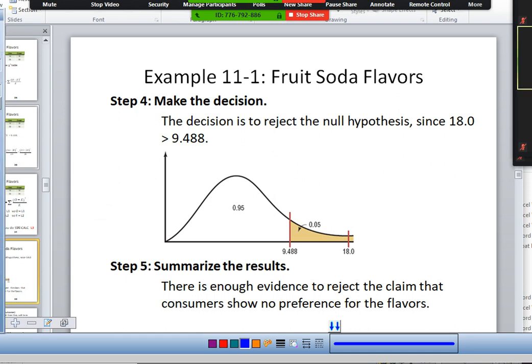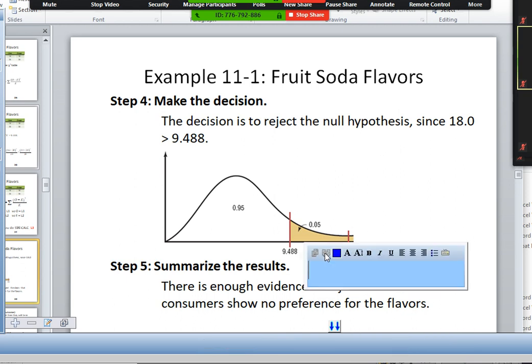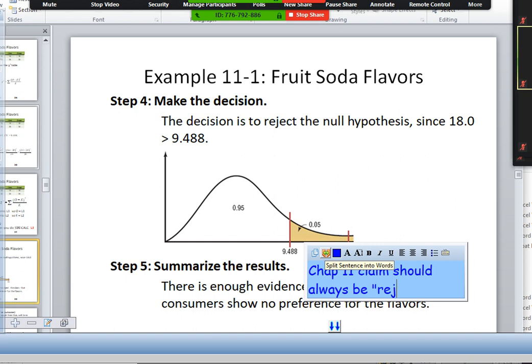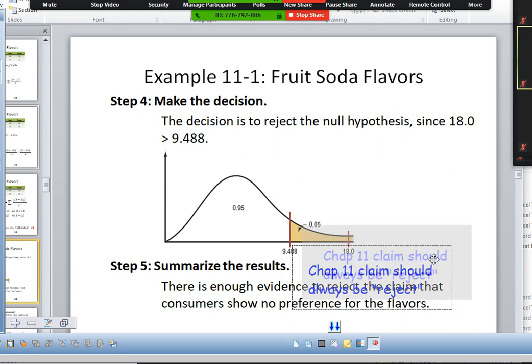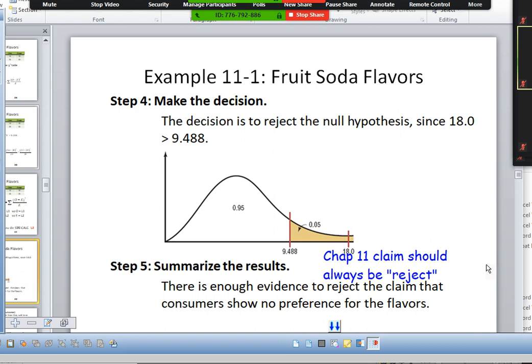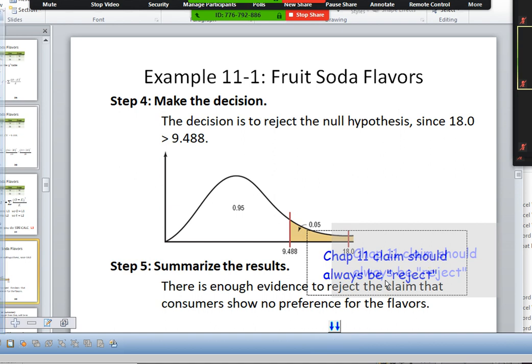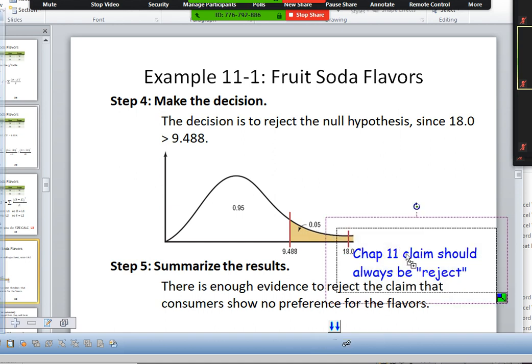So for chapter 11, the claim should always be reject. And certainly on the exam, they will always be reject. Your homework might do weird things because it does that sometimes. But in terms of the stuff I give you on the exam, it'll always be reject.